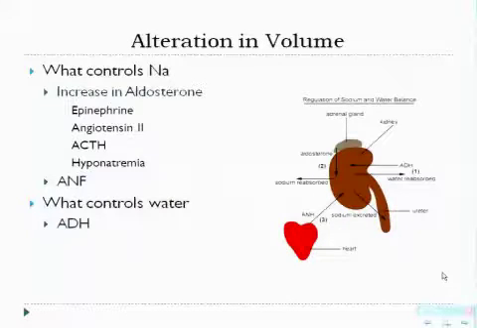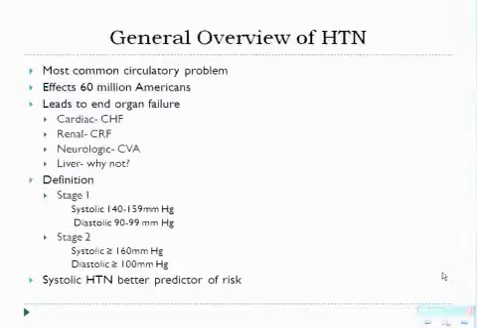Of course, your alterations in volume or controls of sodium are things like aldosterone. Aldosterone is, of course, driven by epinephrine, angiotensin II. The other thing that also activates aldosterone is adrenocorticotropic hormone and hyponatremia. Atrial natriuretic factor is also important in the sense of making the person diurese more by not retaining sodium. And what actually controls water is antidiuretic hormone, which is also released by the brain.